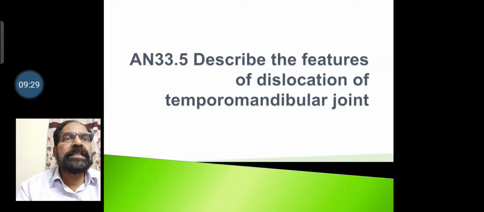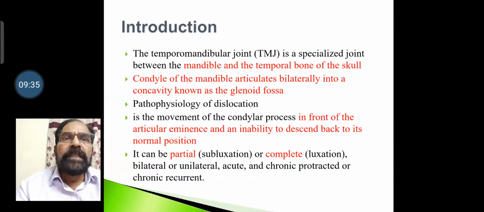Then we go on to discuss features of dislocation of the temporomandibular joint. The temporomandibular joint is a specialized joint between the mandible and the temporal bone of the skull. Condyles of the mandible articulate bilaterally into a concavity known as the glenoid fossa.